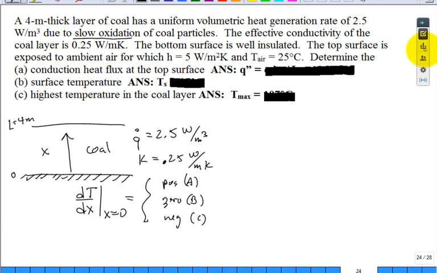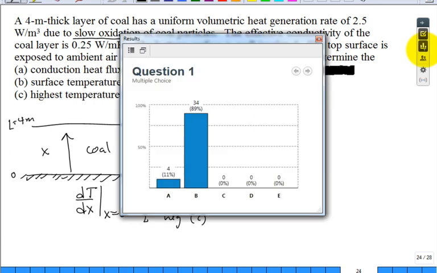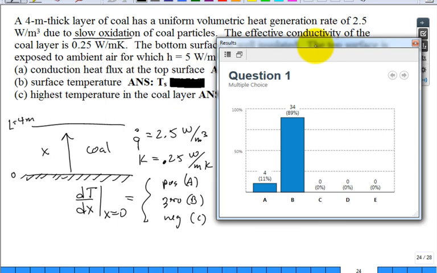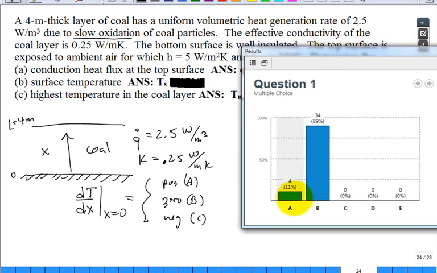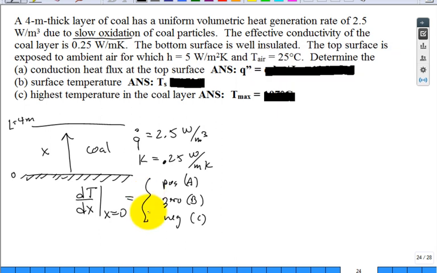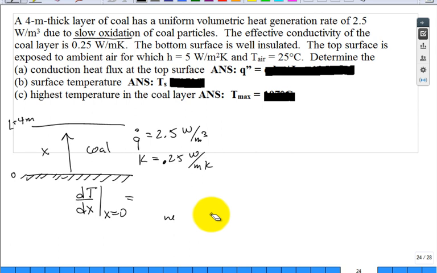Let's just take a look. I don't understand why 4 people said positive. Isn't it 0? So let's give up on that one. But maybe those that are not here in the room, I don't know. Sorry if I'm confusing you somehow.